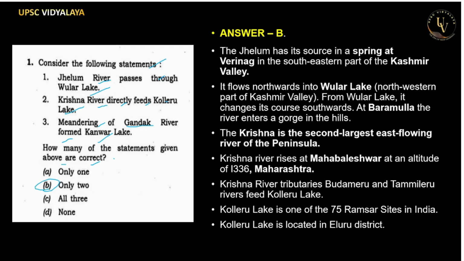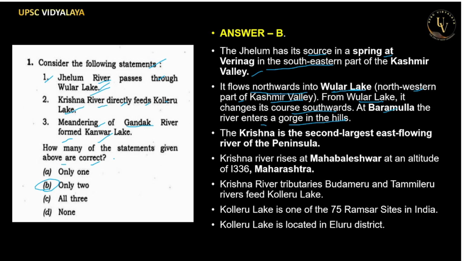So now let us understand which 2 statements given in the question are correct. The Jhelum River passes through the Ular Lake. If you see, the Jhelum has its source in the spring at Verinag in the southeastern part of the Kashmir Valley, and it flows northwards into Ular Lake, in the northwestern part of Kashmir Valley. From Ular Lake, it changes its course southwards. At Baramulla, the river enters a gorge in the hills. So statement 1 is correct.